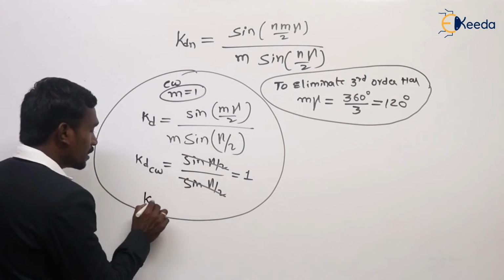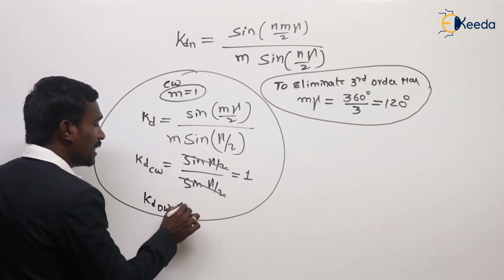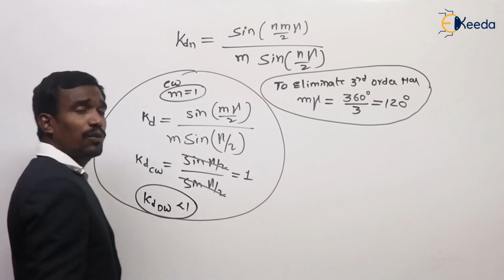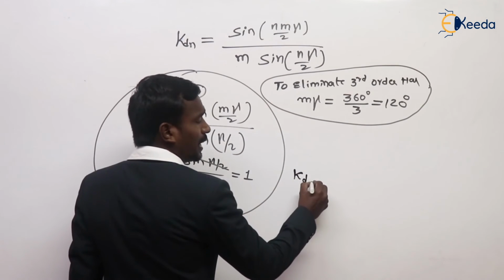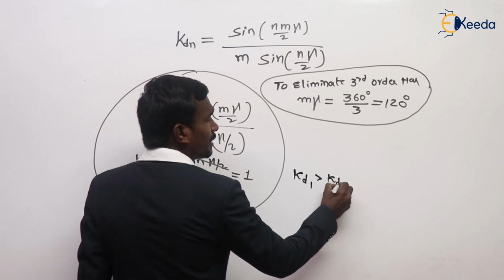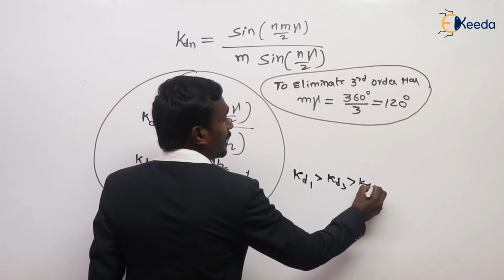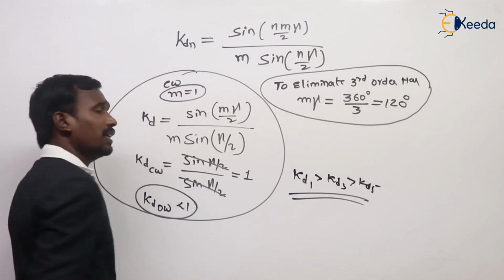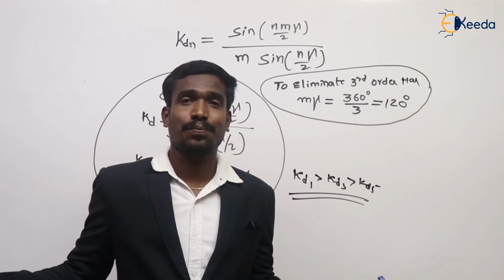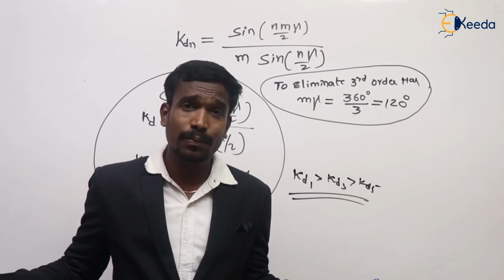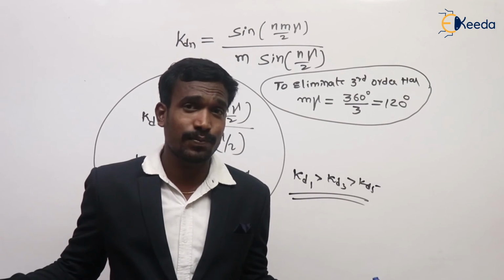For distributed winding, KD value is less than 1. As usual, KD1 is greater than KD3, which is greater than KD5. Everything is the same as for KP. Is it okay? Understanding or not?